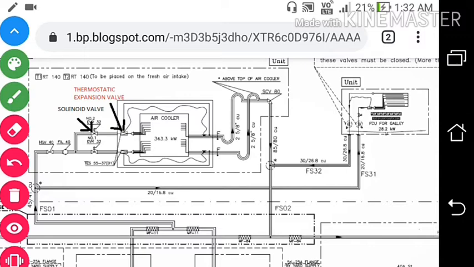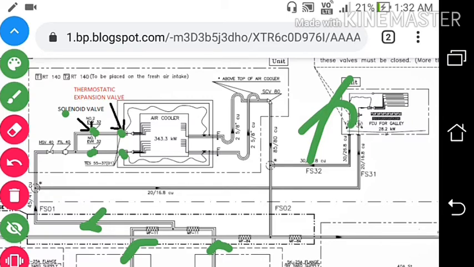So the refrigerant gas, after passing through the liquid cooler, will go into the solenoid valve. So we have two solenoid valves, number 1 and number 2. These two are the solenoid valves, and these two are the two thermostatic expansion valves. The solenoid valve will open or close depending upon the temperature of the air flowing into the accommodation.